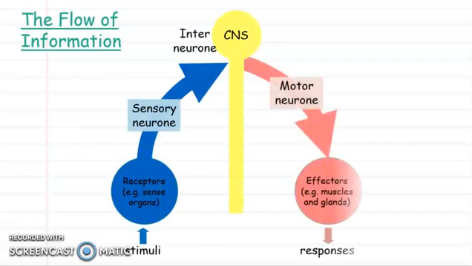If we take a look at the flow of information through the nervous system, firstly, various stimuli are picked up by receptors, such as in our sense organs. Nervous impulses, which are electrical signals, are first carried along sensory neurons towards the central nervous system. Within the central nervous system, there are interneurons, and the central nervous system processes the information it's received from the sensory neurons. It then sends impulses out along motor neurons to the effectors, which are muscles and glands, and these bring about responses.